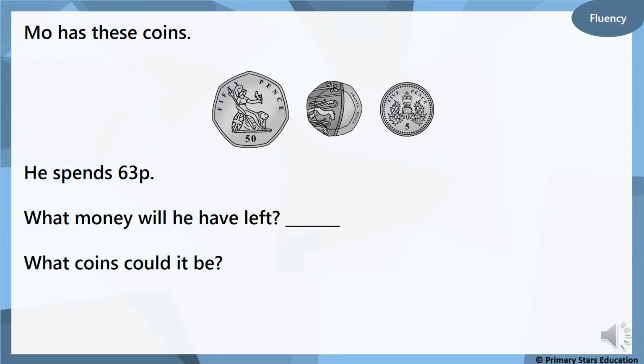So Mo has these coins. So we've got a 50p, a 20p and a 5p. Let's add that together. We've got 50, 75. So in total, he's got 75p. And he's going to spend 63p. Okay, so he's spending 63 pence. What money will he have left?